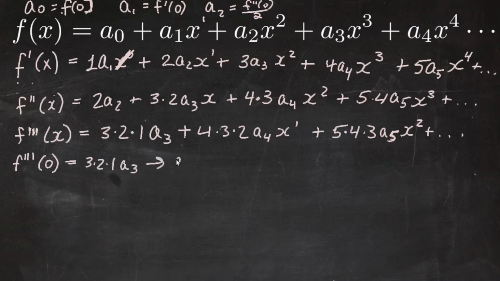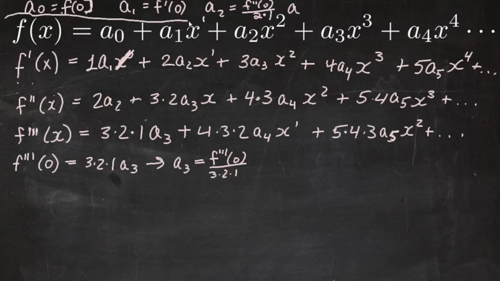So what does that mean? a sub 3 is f triple prime evaluated at 0, divided by 3 times 2 times 1. I notice 3 factorial is also 3 times 2 times 1. So this is a sub 3 up here. Let's give ourselves a little separation. a sub 3 is f triple prime divided by 3 times 2 times 1. That's evaluated at 0.